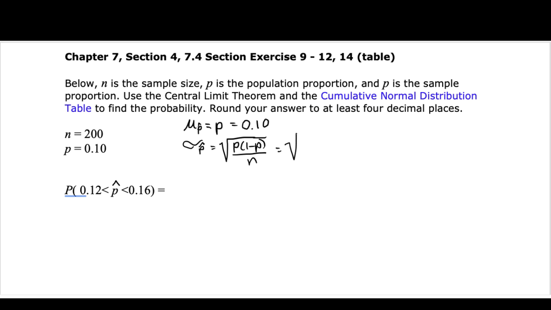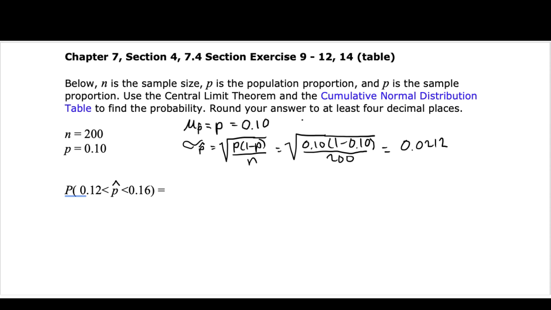which in this case is equal to the square root of 0.10 times 1 minus 0.10 over 200. And if you work that out on your calculator, you'd get about 0.0212. Now, furthermore, the central limit theorem states that if the sample size is large enough, the distribution that this random variable follows is a normal distribution.